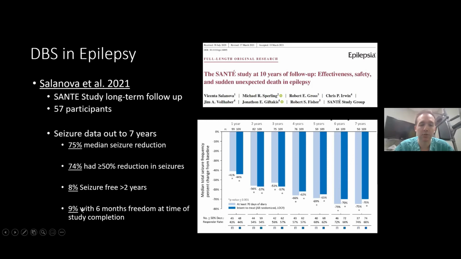And then there's a whole additional 9% of patients who, at the time the study was completed, were seizure free for 6 months. So excellent results, which apparently the NeuroPace reps are a little concerned about, because they're afraid that the NeuroPace is now going to go the way of the dinosaur.